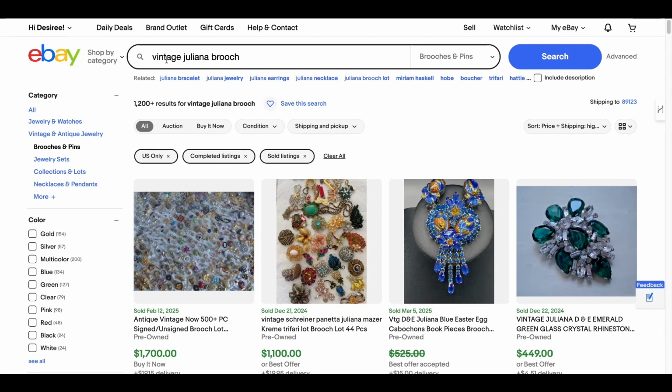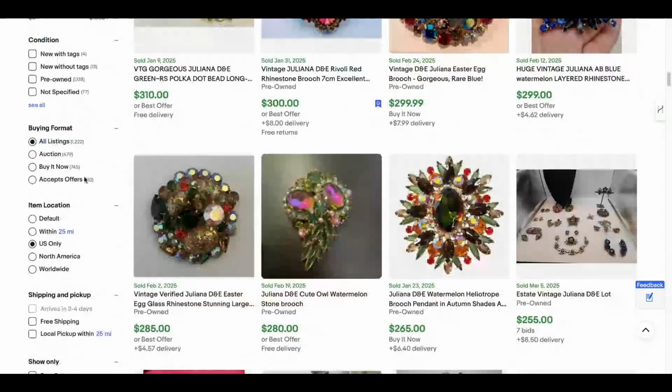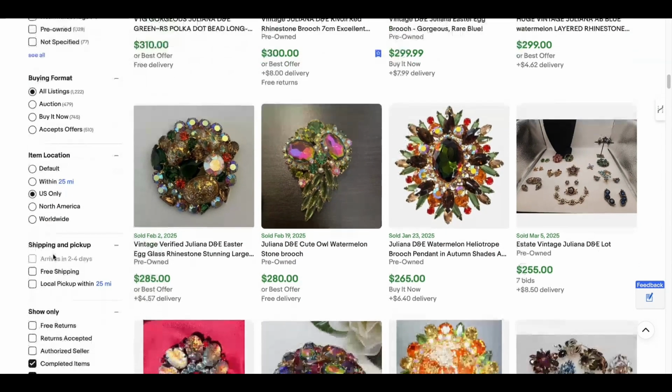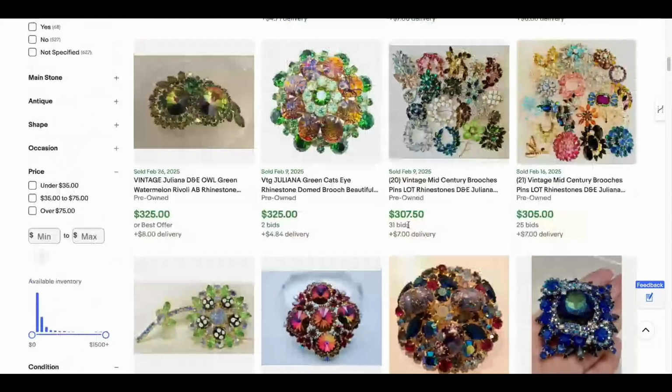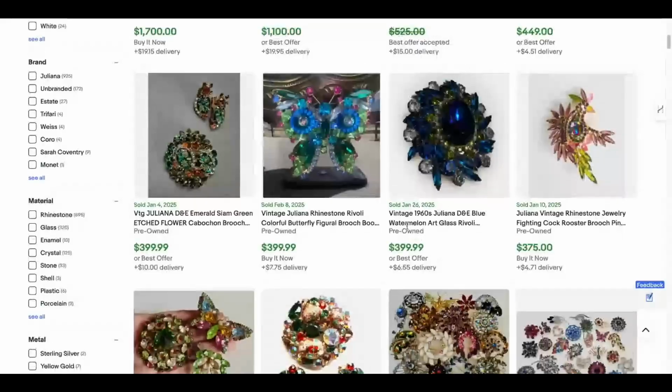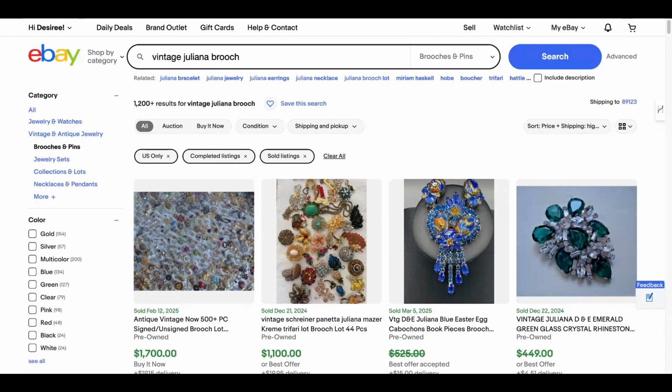You're going to put in as much as you know about the piece, and then you're going to go to the left-hand column. And I like to put US only, although you don't have to. You could do North America, worldwide, whatever works for you. And then you want to make sure you have the sold and completed items checked, and that will give you what sold and for how much on eBay within the last 90 days. All right. And so this gets updated every day as old listings drop off and then new listings get added on. But that's how you do it, jewelry friends. That is how you research sold comps for jewelry on eBay.